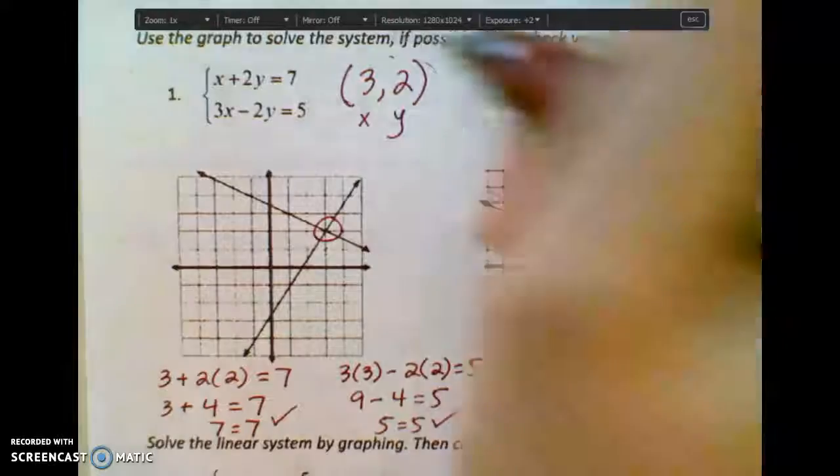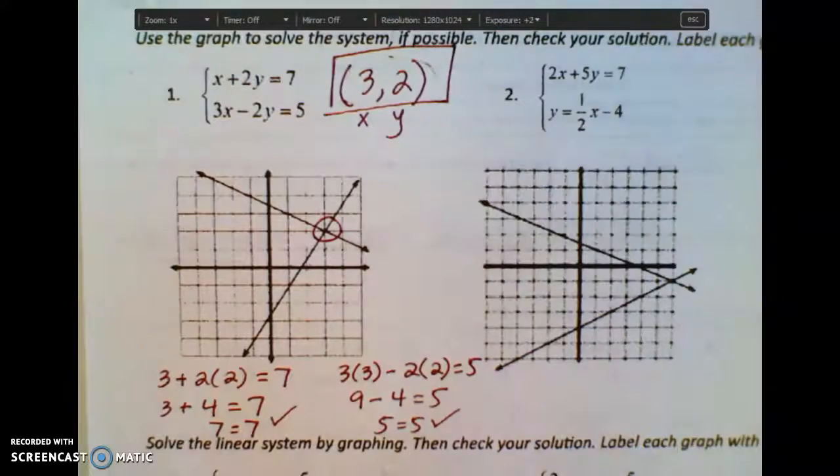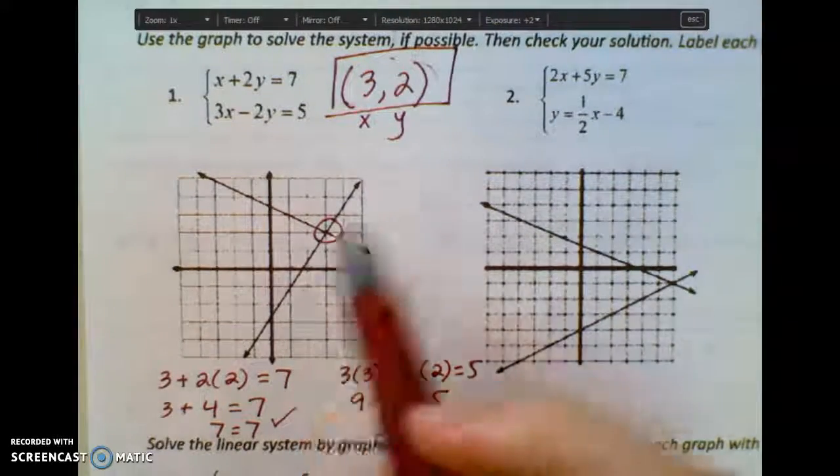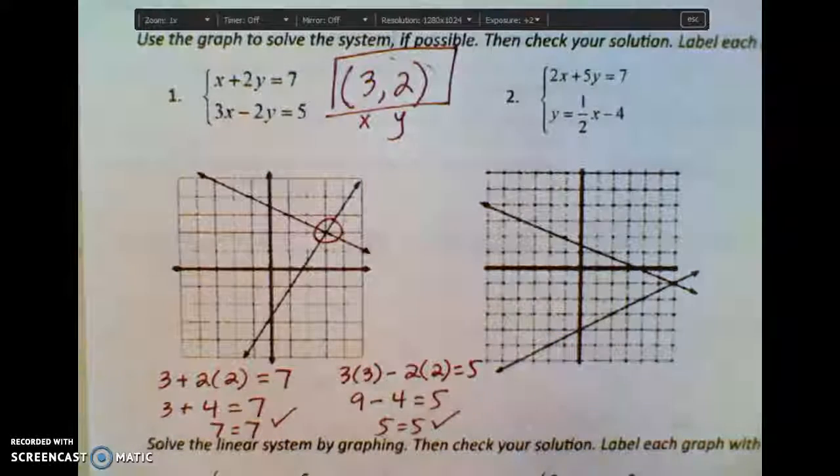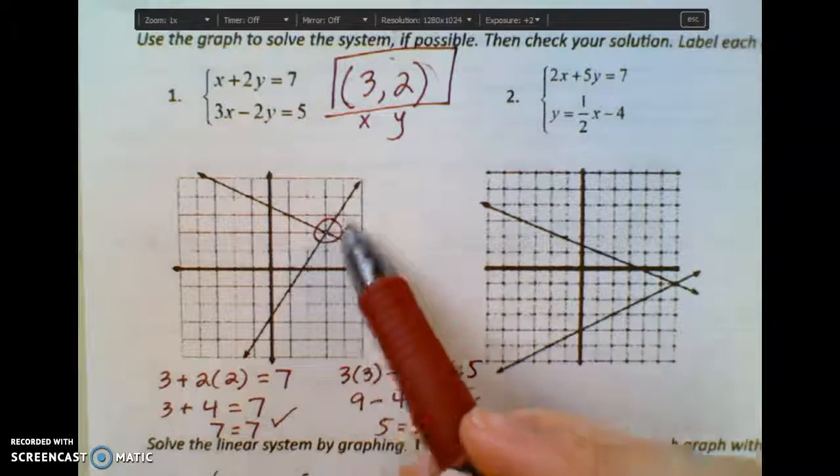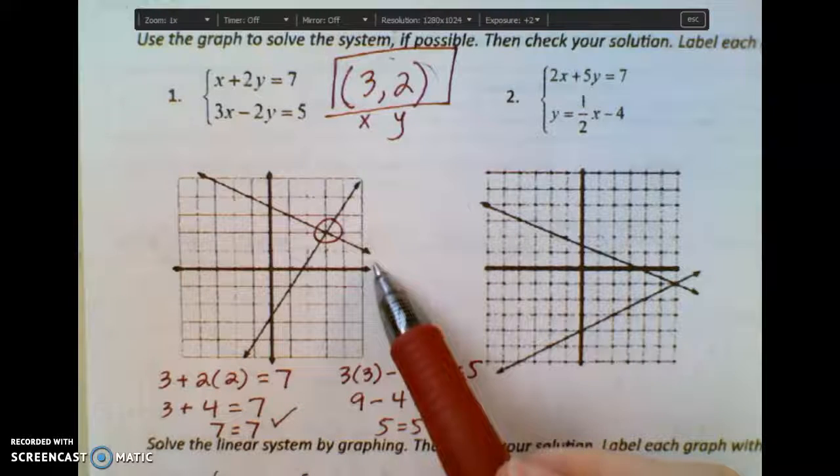That is true. So did we write our ordered pair correctly? Yes, we did. Our solution to this system is (3, 2). So our solution is going to be an ordered pair when there is only one solution.